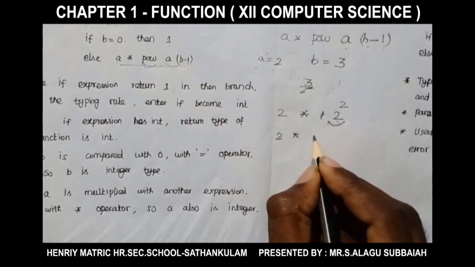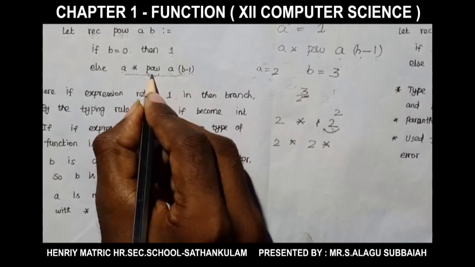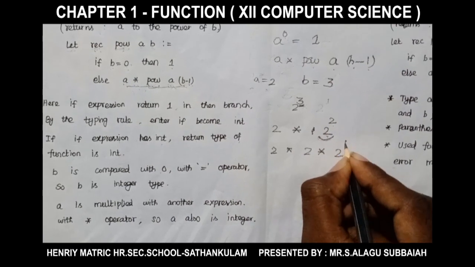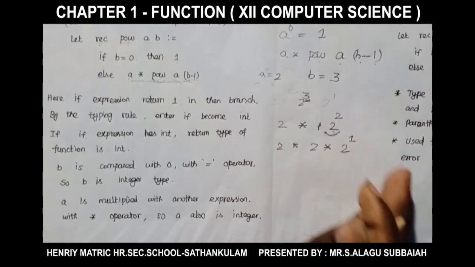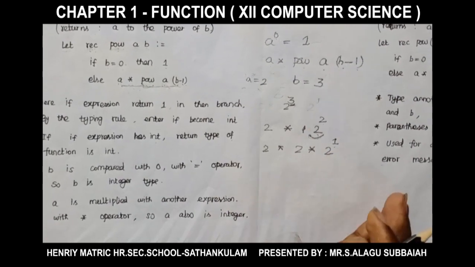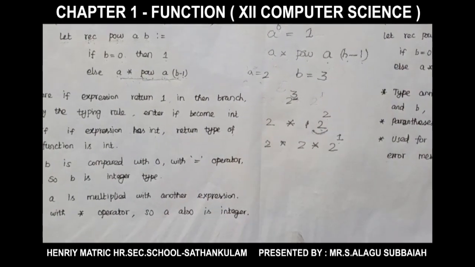Here the a value is 2 star, and again we write the power 2 power 2 minus 1. So again and again, till the b value becomes 0, we continue this process. So it is the recursive function.